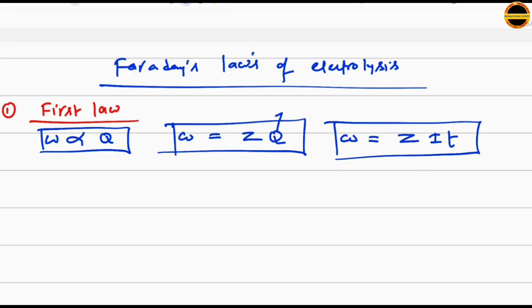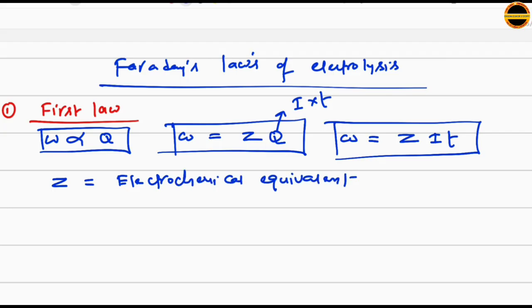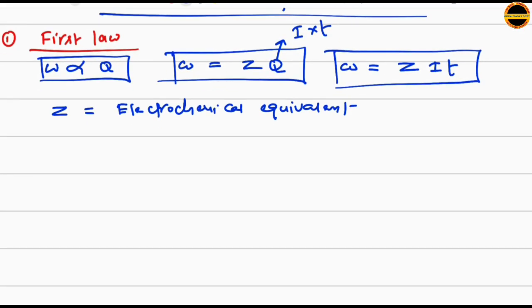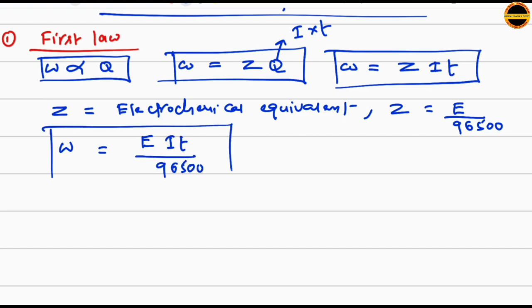So here Q is equal to current into time. Q is charge. Z is electrochemical equivalent. It is constant. So here how can you write? Z is equal to equivalent weight by 96,500. It is the charge of 96,500 coulomb, the charge of 1 mole of electrons. So directly I am writing the formula. W is equal to EIT by 96,500, the final formula we need to remember from the first law of electrolysis.